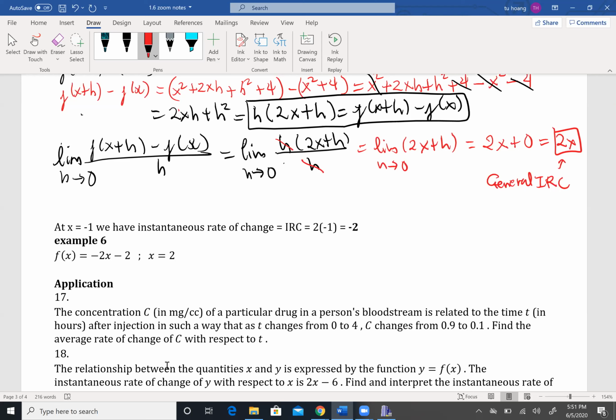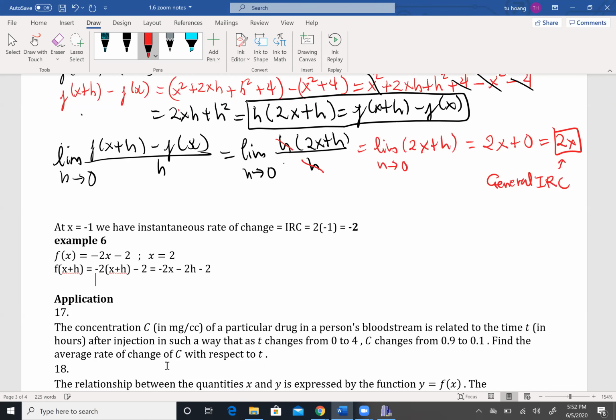Okay, so same thing. So always doing f of x plus h, right, equal to -2 times x plus h, and then minus 2. Okay, now this can be simplified as negative 2x minus 2h and minus 2, and then that's going to give me the f of x plus h, right?